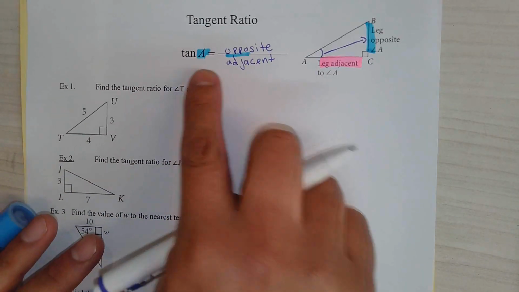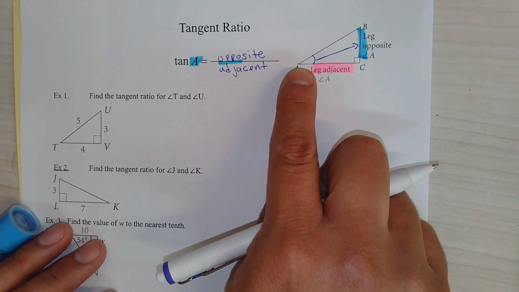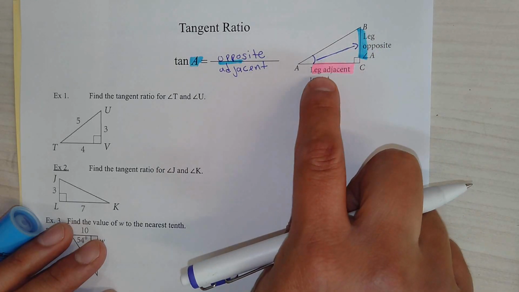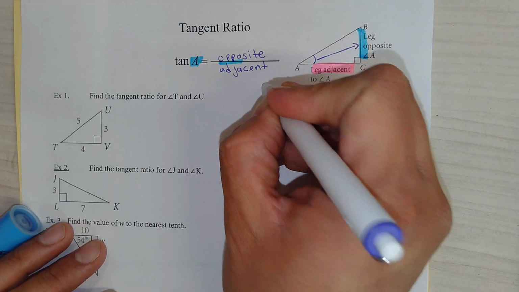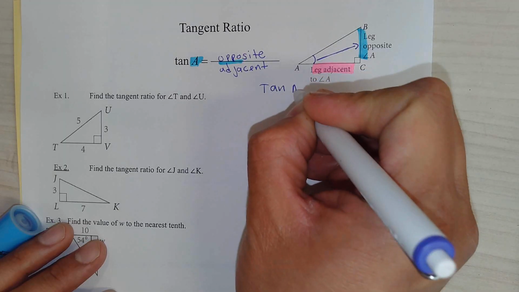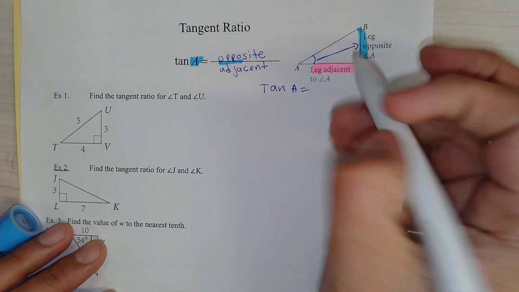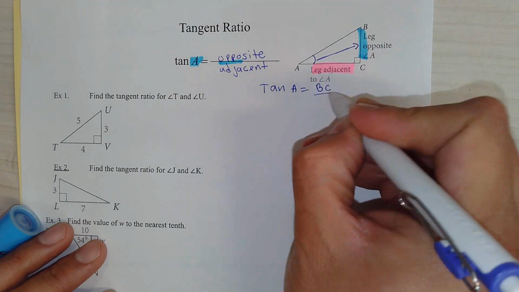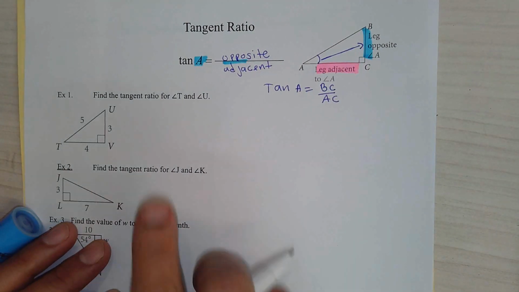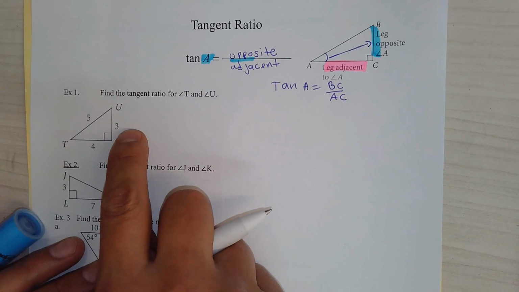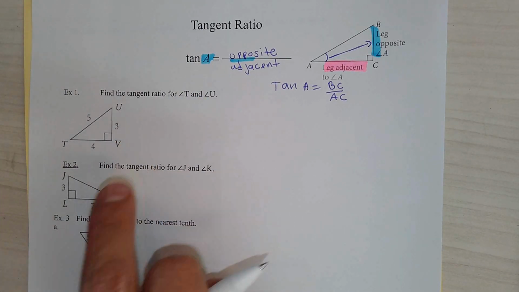So this will be the opposite, which will be right here. Okay, so the tangent ratio of angle A will be opposite over adjacent. So in this case, it will be tangent of A equals the segment BC over AC. Okay, let's apply the tangent ratio to example number 1.